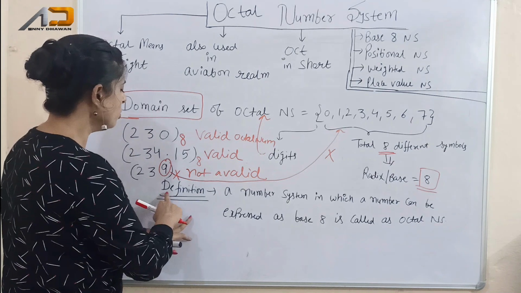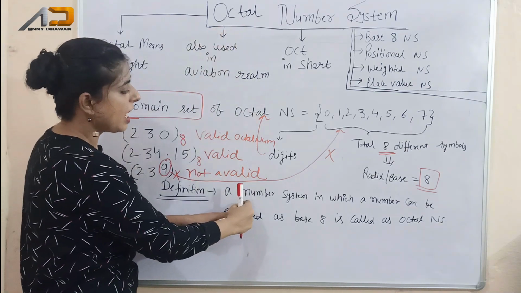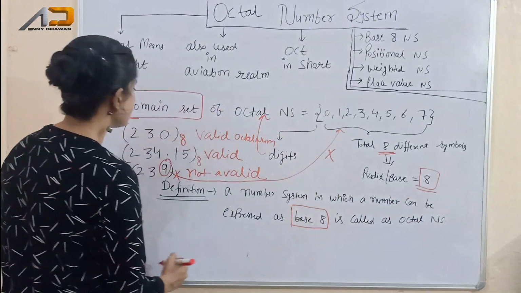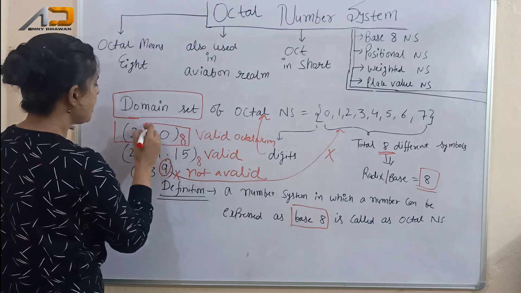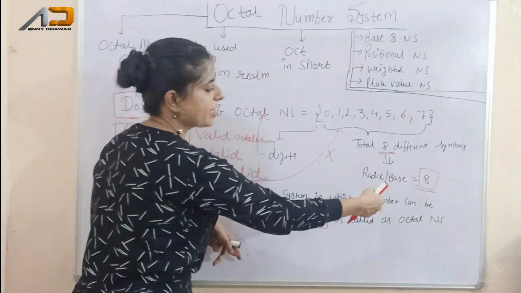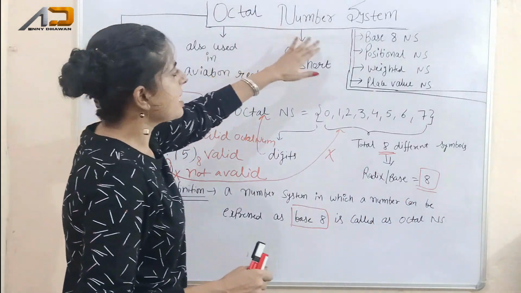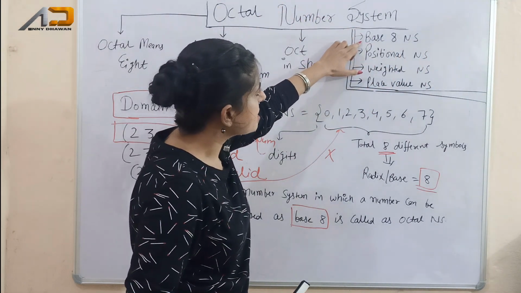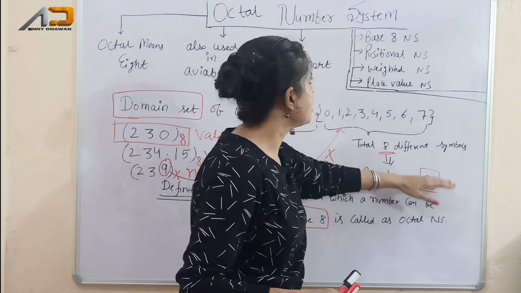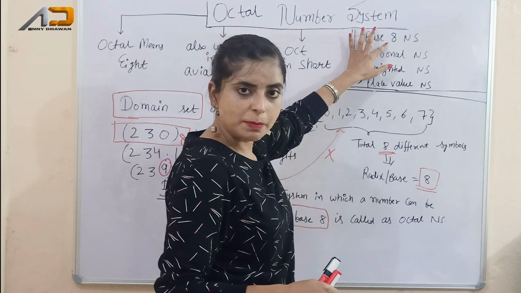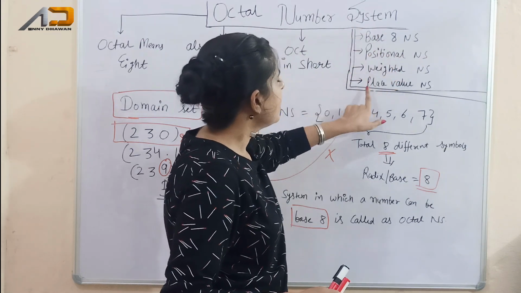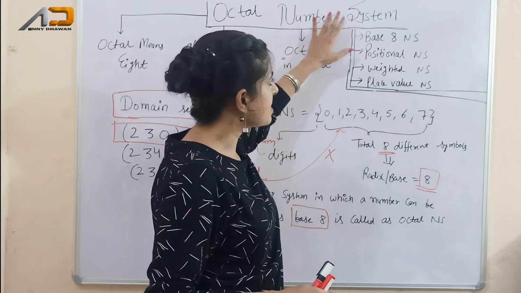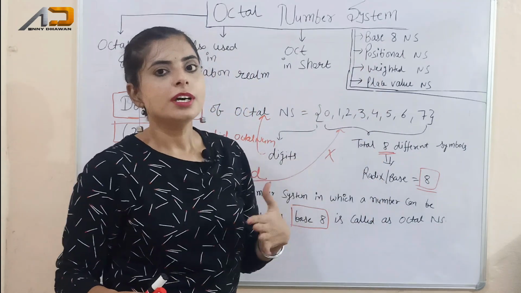Now let's have a look at the definition of octal number system. A number system in which a number can be expressed in base 8, see example here, is termed as the octal number system. These are the other names of octal number system. Why is the octal number system called the base 8 number system? Because its radix is 8. So the octal number system is also termed as the base 8 number system. And at the end of the video, you will get to know why the octal number system is termed as positional, weighted or place value number system.